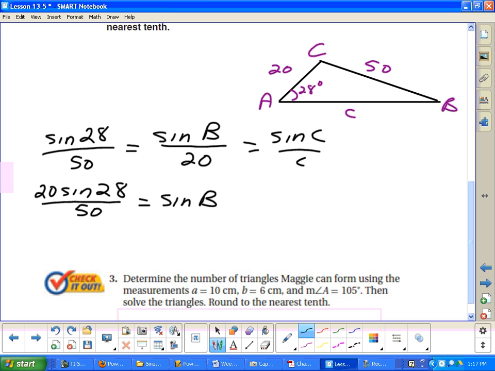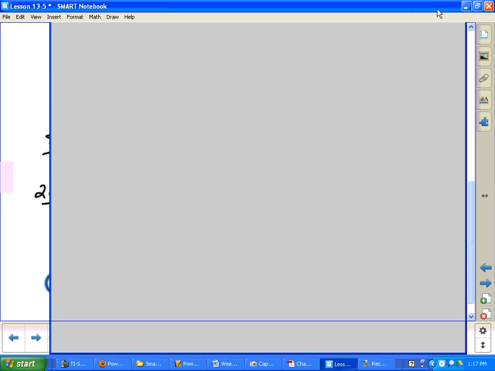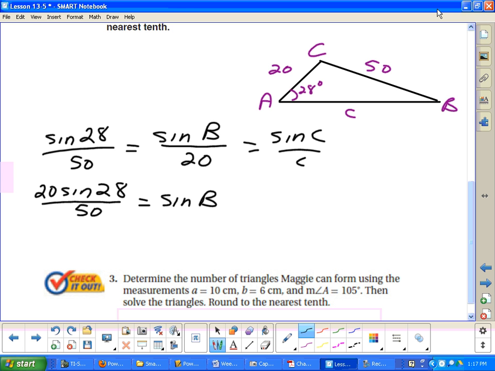So what we need to do with our calculator then. Take your calculator. Find this answer here: 20 times the sine of 28 divided by 50. And that should be a number less than 1. If it's greater than 1, you made a mistake. It's got to be a number less than 1. So I have 0.18778862251. So that's what sine of B equals.